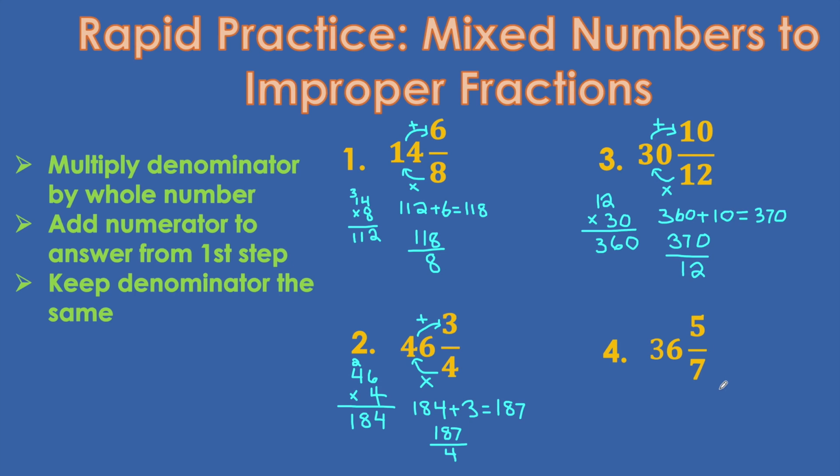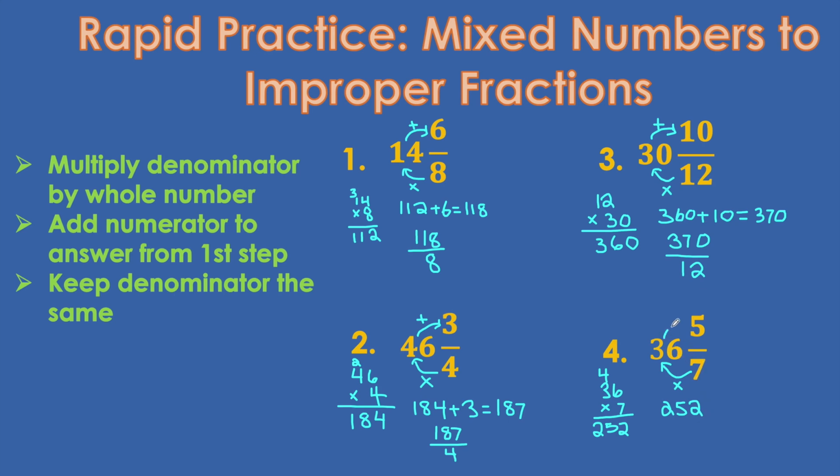The very last question, we have 36 and 5/7. You're going to multiply 36 by 7, draw an arrow, and then the multiplication sign. 36 times 7. 6 times 7 is 42. Carry the 4. 3 times 7 is 21. Plus 4 is 25. We have 252 from multiplying 36 by 7.